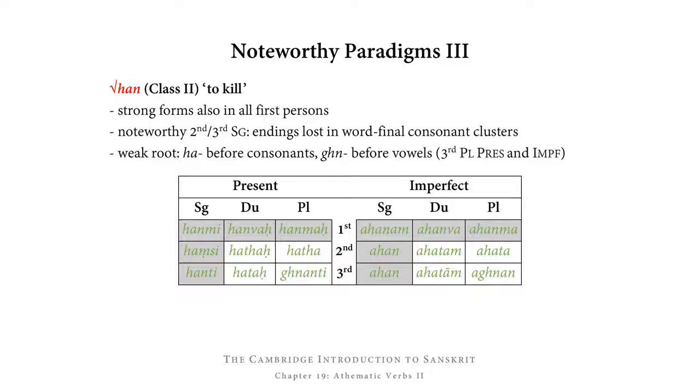In the third person plural forms, on the other hand, where we have the weak stem not in front of a consonant but in front of a vowel, namely in the present in front of the ending anti, and in the imperfect in front of the ending an, the hun does not appear as ha, but it appears as ghn, and so we get the third plural ghnanti in the present and aghnan in the imperfect. There are historical reasons for this concerning the development of certain sounds in Sanskrit, or specifically the development of g to h in Sanskrit, but unfortunately we can't go into that in more detail right here.